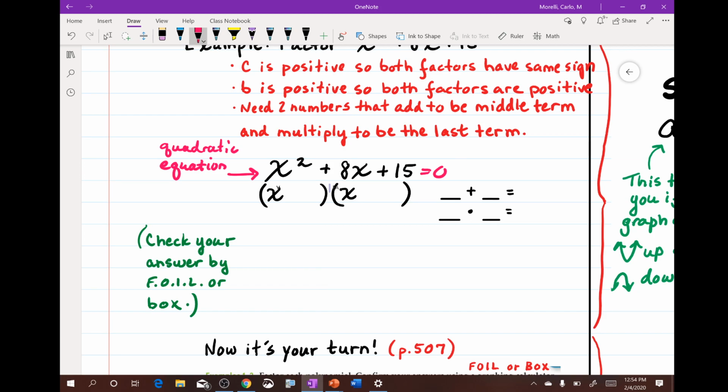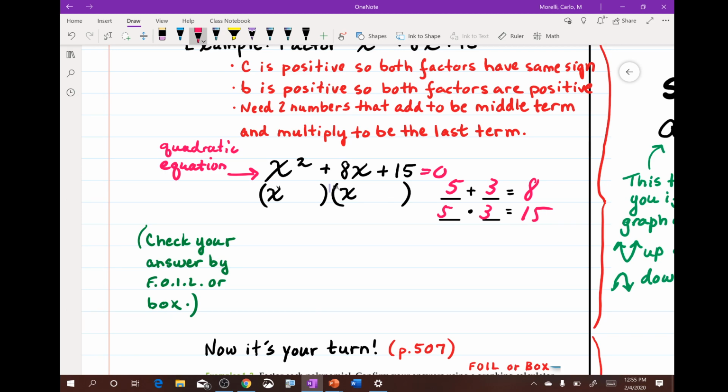So I need two numbers that add to equal b and multiply to equal c. What's b? What's c? 15. Okay, so it'd be 5 plus 3 and 5 times 3. So, is c positive? Yes. Where does this cross the y-axis? 15. Correct. What is a?